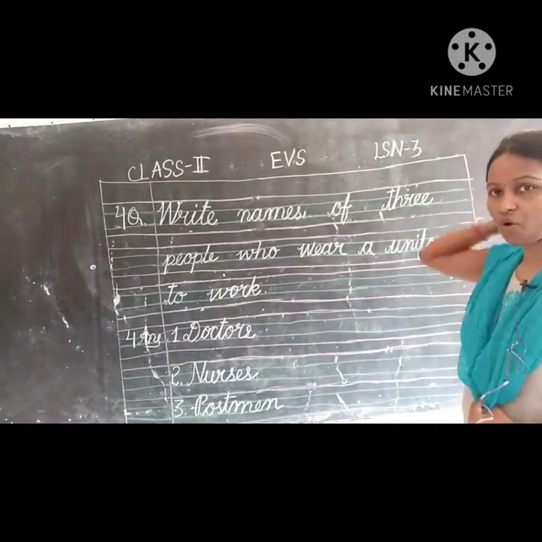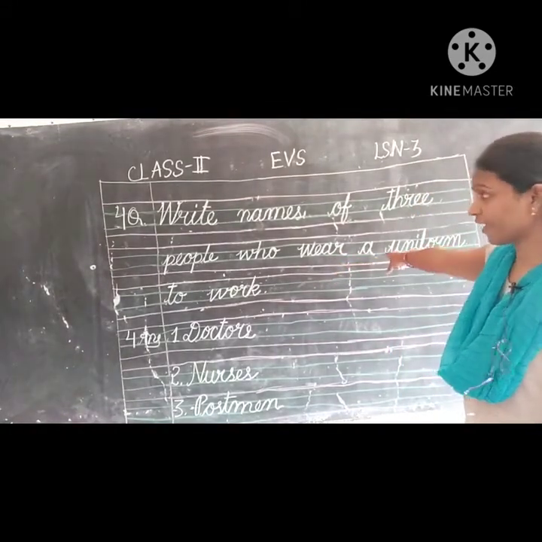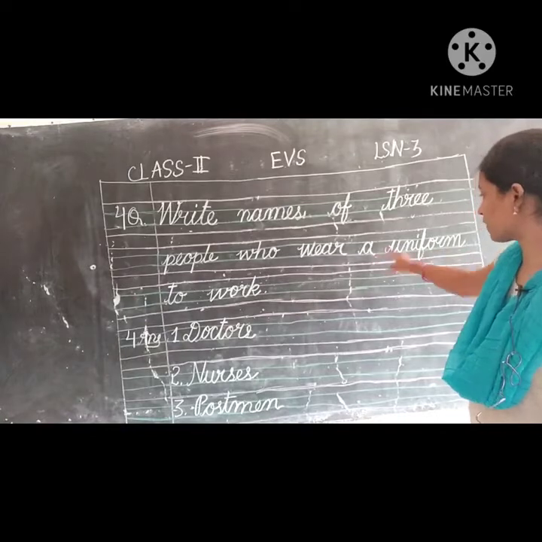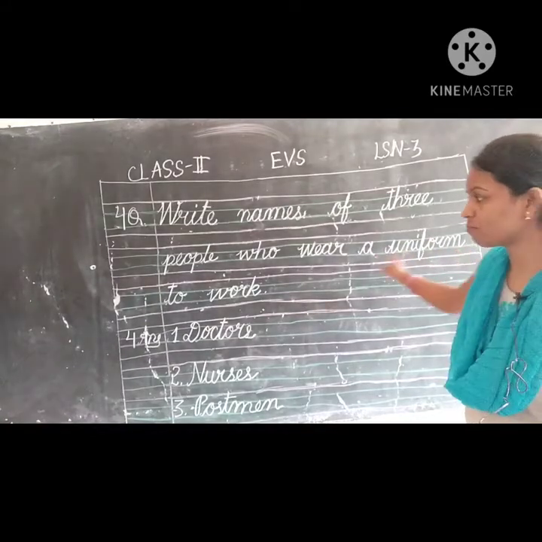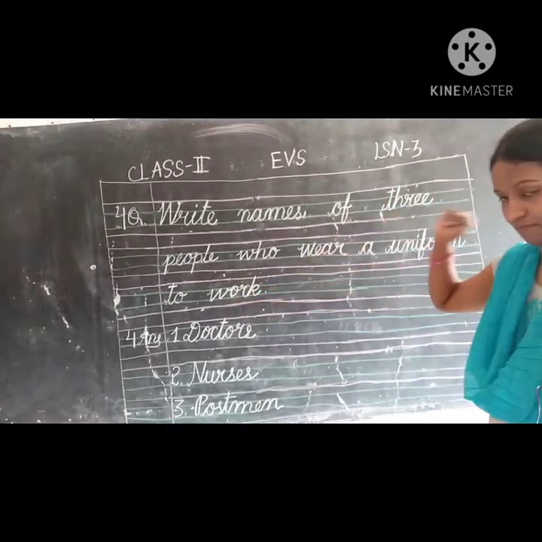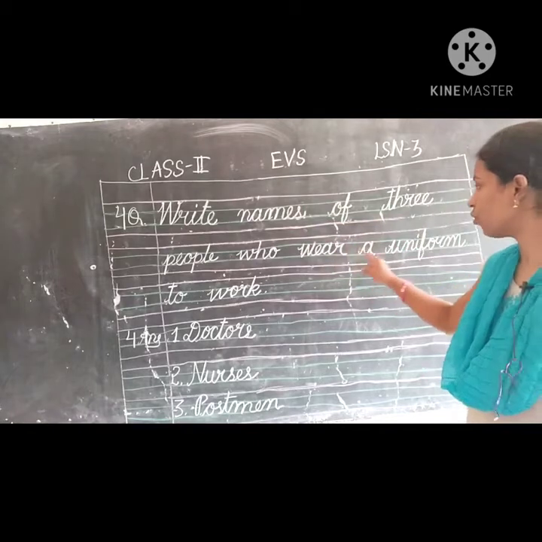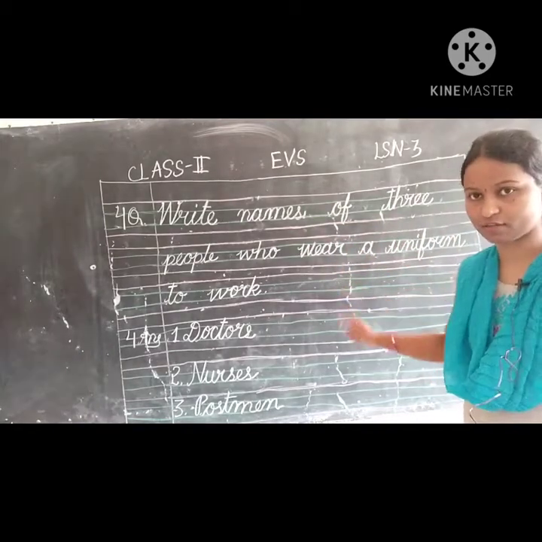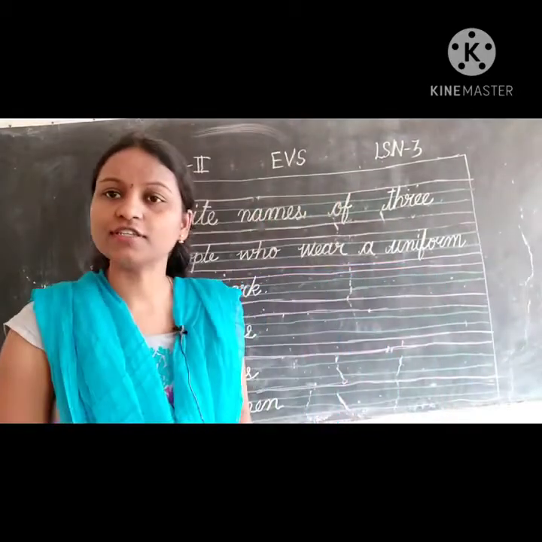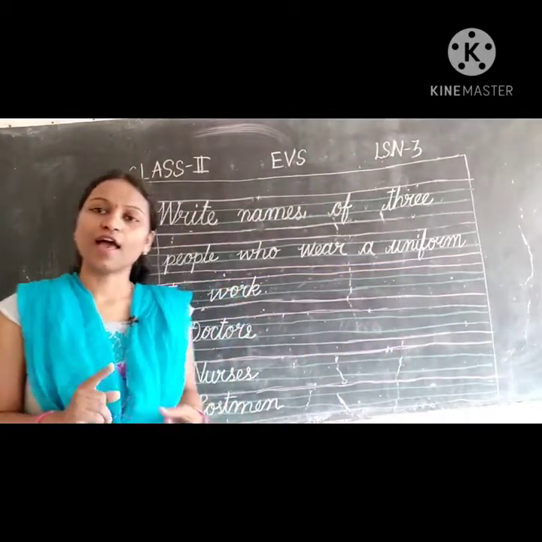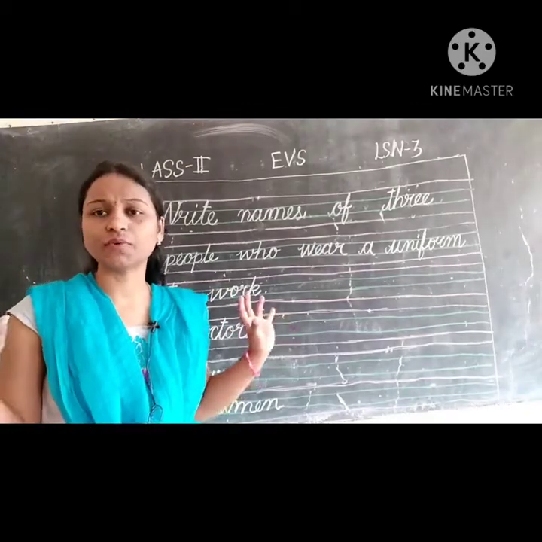Who, W-H-O, who. W-E-A-R, wear. A, give the finger space and write uniform, U-N-I-F-O-R-M, uniform, to work. Write names of 3 people who wear a uniform to work. Who are those? Those are doctors, nurses, postmen, and policemen, policewomen. These all you can write.